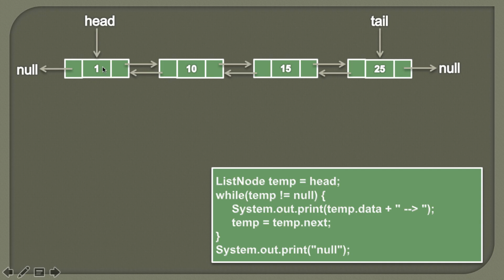So friends, in a doubly linked list we can traverse the list in the forward as well as in the backward direction. Below is the algorithm to traverse the doubly linked list in forward direction. Let's see a demo of its working. First we'll create a list node by name temp and we'll assign the value of head to it. As head points to the first node, now temp will point to the first node.